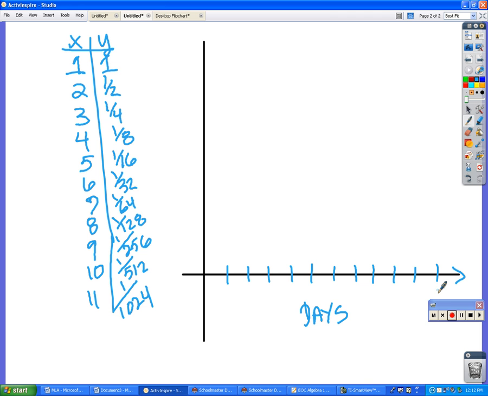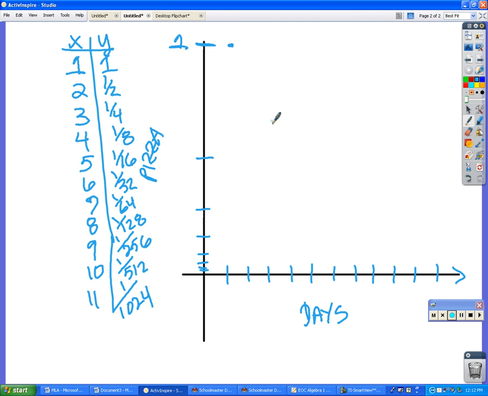Okay, now for my pizza scale. It's going to be a little bit rough. I'm going to start with the 1 right there, and then it gets cut in half each time. So I'm going to have to go 1/2, 1/4, 1/8, 1/16, 1/32, 1/64, and so on.